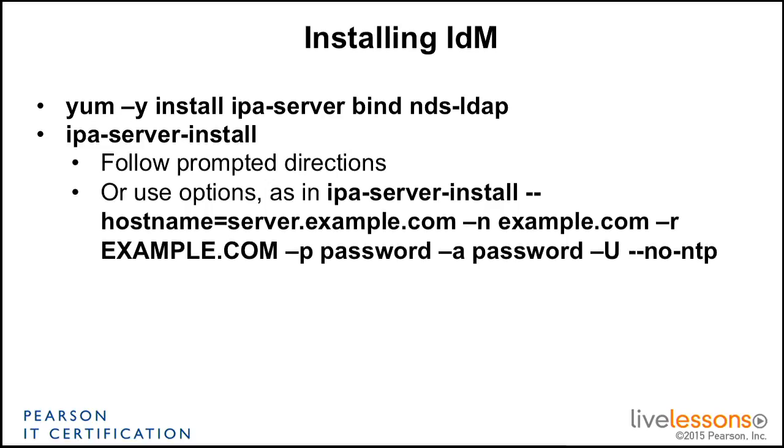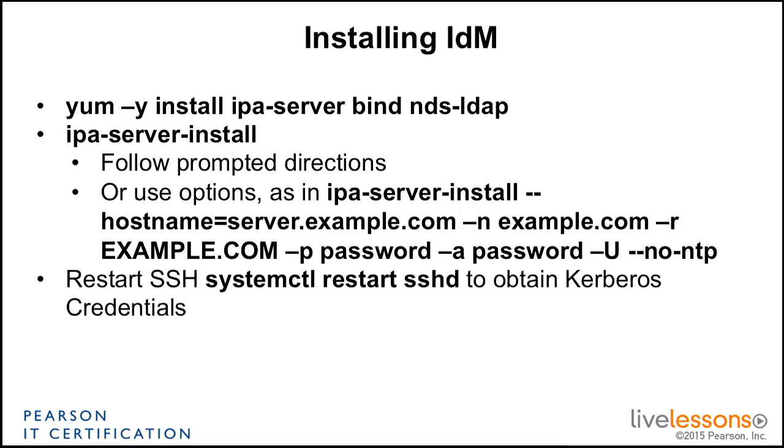Follow the prompted directions, or alternatively, you can use options as well, as in ipa-server-install --hostname=server.example.com -n example.com -r EXAMPLE.COM -p password -a password -u --no-ntp. This is useful for scripted installations, but really, if you are not an expert on IPA, I would recommend that you just type ipa-server-install. It's so much easier, and the prompts will be perfectly clear about what exactly is expected.